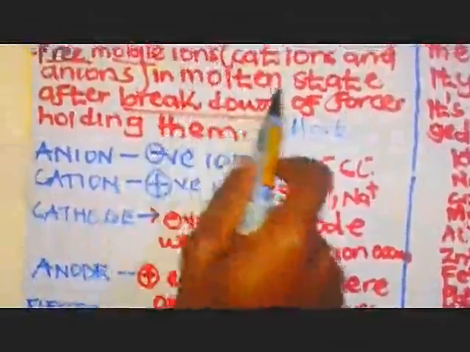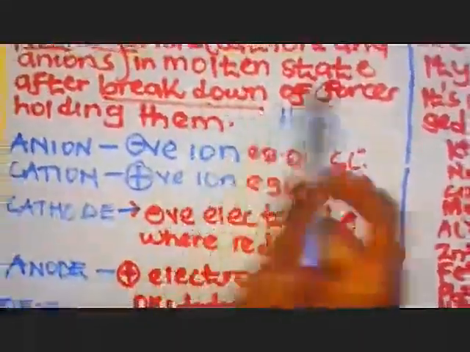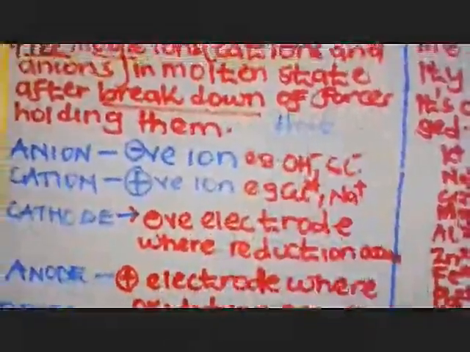In a solid state, the cations and anions are not free. They are being held by strong forces of attraction. But in the molten state, it is conducting because the cations and the anions are free, because the forces holding them are broken down by heating or by dissolving in water.